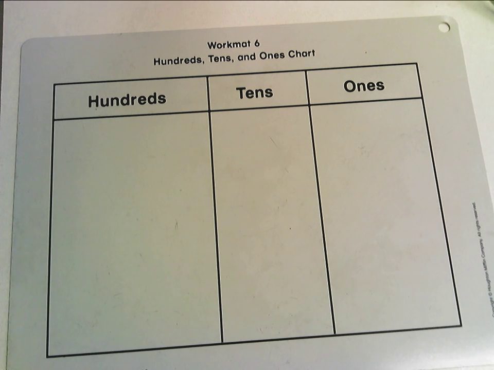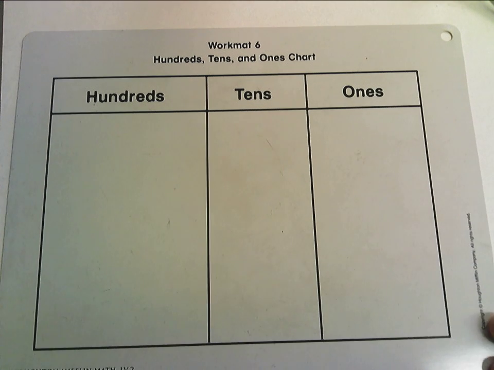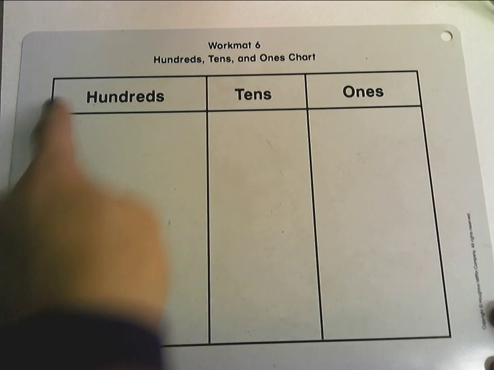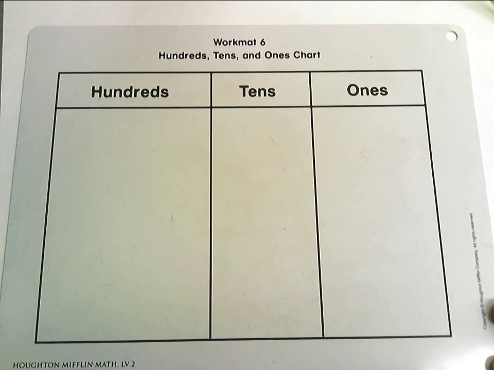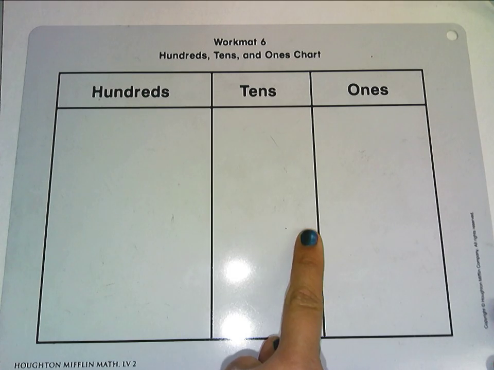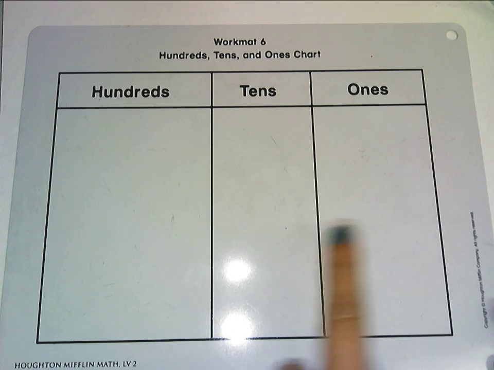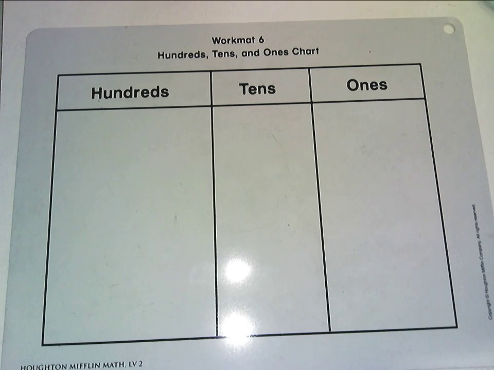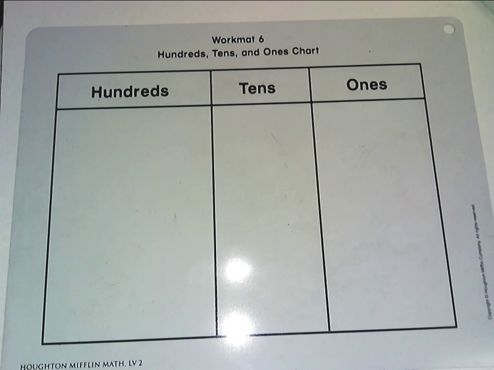Hi class, today you're going to work on counting up to the number 1000 on a place value chart. So I have a place value chart right here. And this is a place value chart because this is my hundreds, my tens, and my ones. Okay? So I'm going to use my quick sketches just like I have in my past units.